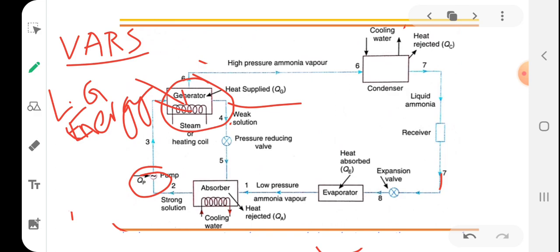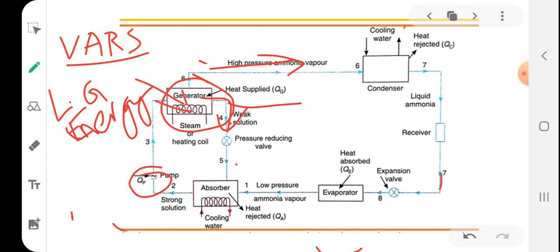The ammonia present in the aqua ammonia solution gets vaporized and moves to the condenser, but the water still remains in the liquid form with some amount of ammonia, which will return back to the absorber. Why is this happening? Because there is a huge difference between the boiling points of both the fluids.